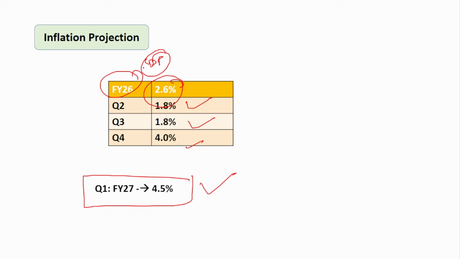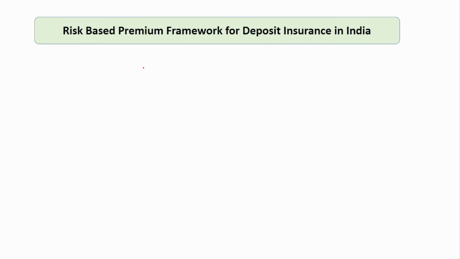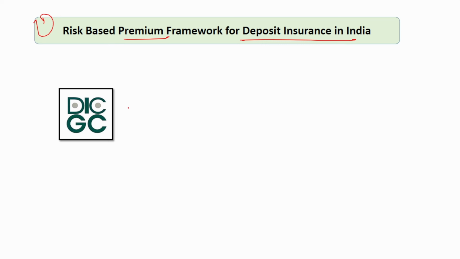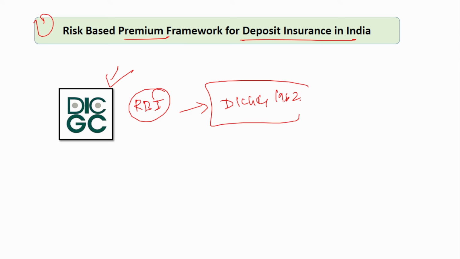It's very important. Next, what are the few initiatives that have been taken during this monetary policy committee? First is the risk-based premium framework for deposit insurance in India. Who provides the deposit insurance in India? It is DICGC, the Deposit Insurance and Credit Guarantee Corporation, which is a subsidiary of the Reserve Bank of India. It was established under the DICGC Act 1962.